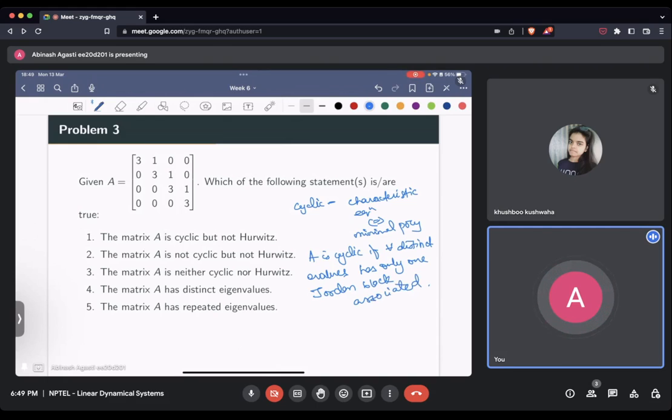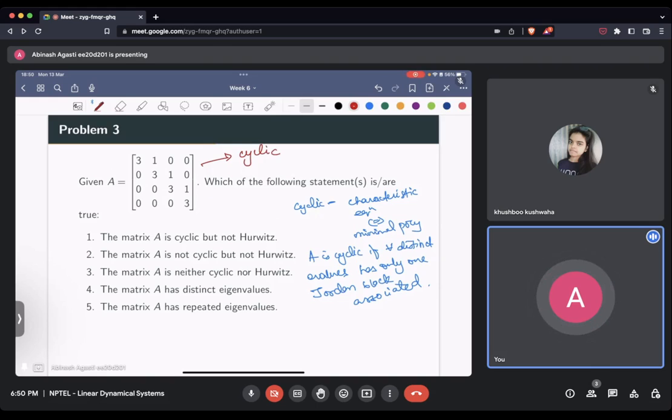Okay, so in this situation, clearly this is in a Jordan form because you see, this is just eigenvalues on the diagonal and just this one corresponding to the Jordan block. Now, by this definition, do you think this matrix is cyclic? Yes, sir. So that means this is a cyclic matrix.